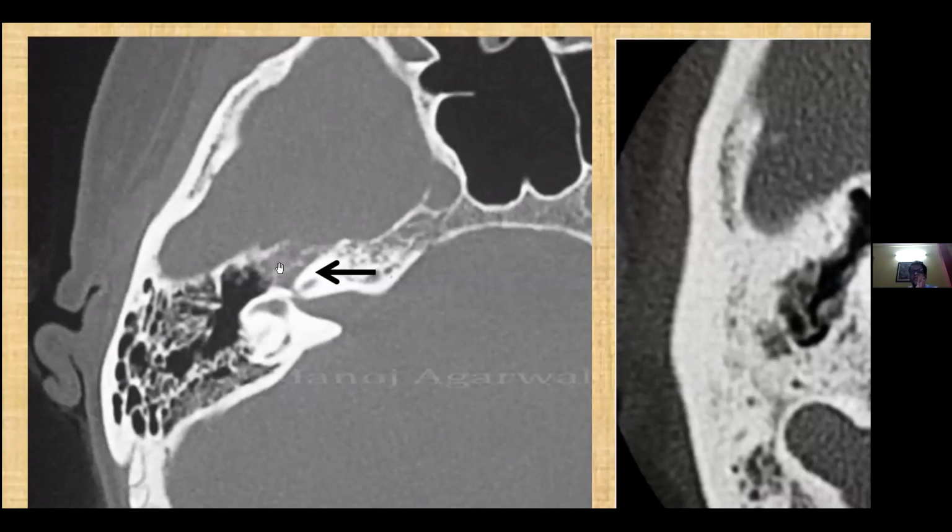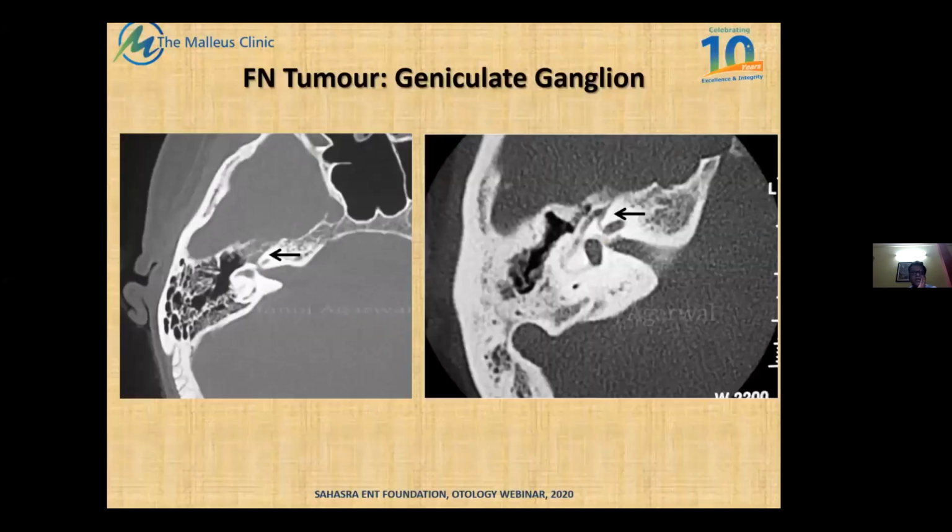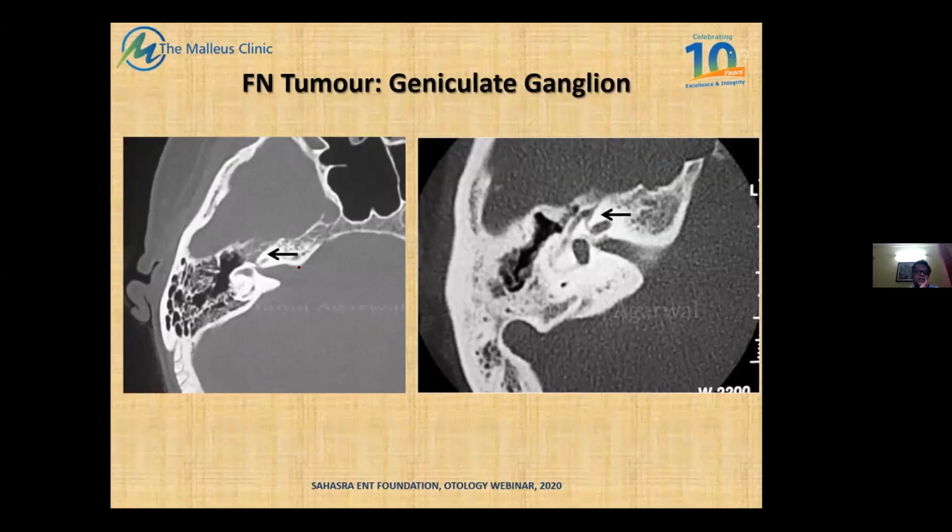So this is the typical salt and pepper appearance of a geniculate ganglion hemangioma. Now, because we are here, I just like to answer this. Some of our friends had asked us, what's the woodpecker sign? I mean, not really very important, but what's the woodpecker sign?